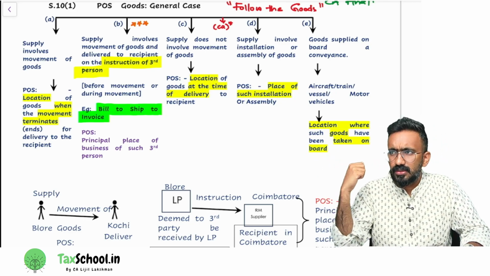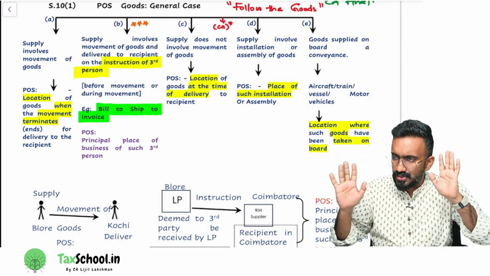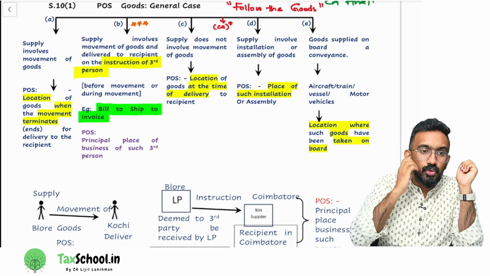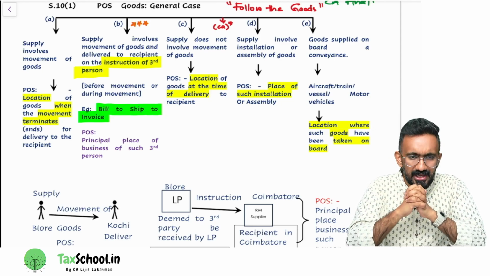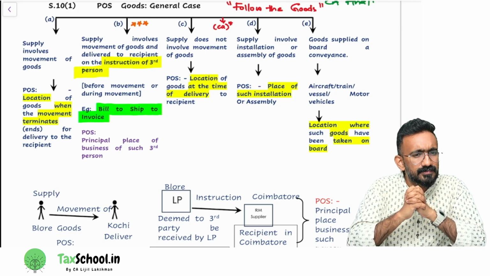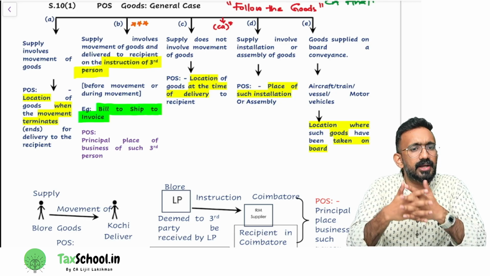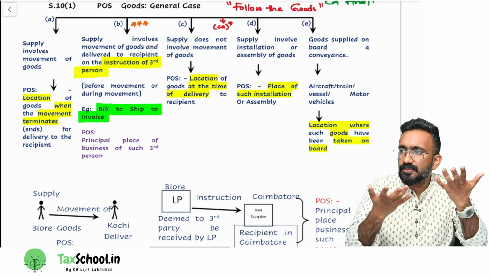Look at clause C here. So clause A, after that you look at clause C, that's also saying the same thing. What if there is no movement of goods? Say, I am going to a shop in Kochi and I'm purchasing a laptop. There is no movement of goods. What is the place of supply? Where did I get the goods from? The location of goods again. Follow the goods. Location of goods at the time of delivery.